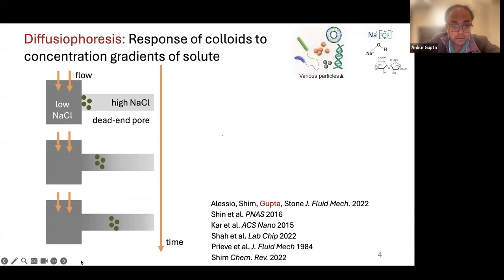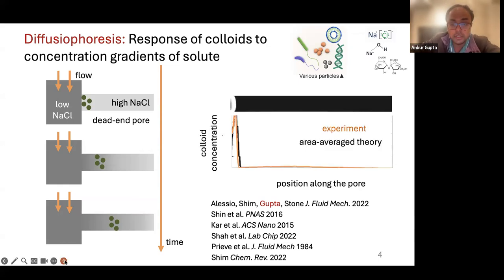Now, this exact phenomenon you can actually do in the lab. And so in this video that I'm about to play, what you will see is the fluorescent polystyrene particles, but you will not see the sodium chloride concentration. So just imagine it's going out of the pore. So it's higher at the end of the pore and then lower at the start of the pore. So let's play a quick video. And you can see these particles are going into the pore.